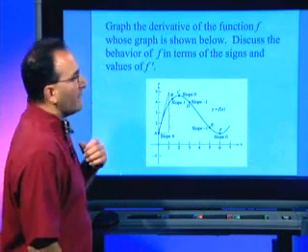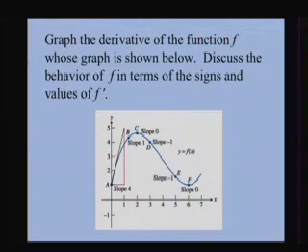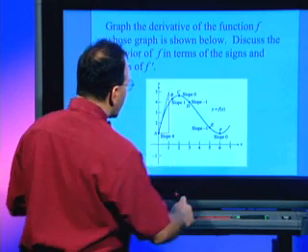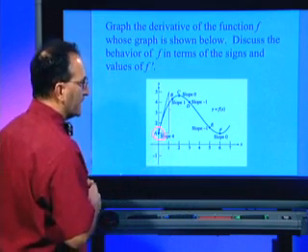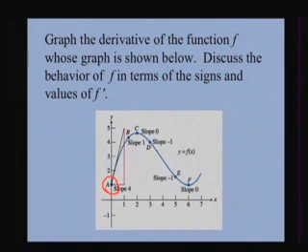So here we have: graph the derivative of the function f, whose graph is shown below. Discuss the behavior of f in terms of the signs and the values of f prime, that is, of the derivative. So if we look at this particular graph, we're going to look at these points that are labeled A, B, C, D, E, and F. And what we'll be doing is looking at the slopes of the tangent line. So you can see that we have a line drawn here, and we're told that that slope is 4.